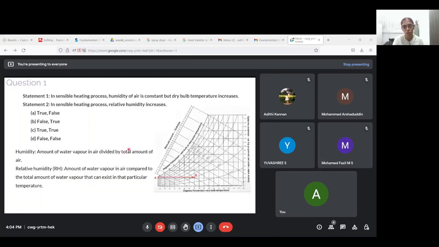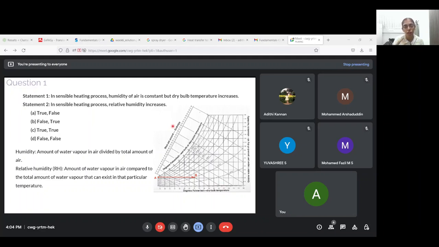So when you look at a humidity chart, when you mean sensible heating, I said you are increasing the temperature. Let's say you're going from point A to point B here. So when you go from point A to point B, here the x-axis or the bottom scale represents your dry bulb temperature. Here your right hand side y-axis represents your absolute humidity or the humidity that we are mentioning here. And each of these slanting lines represent constant enthalpy.